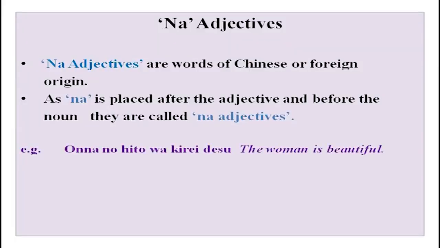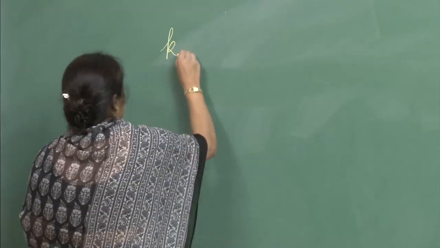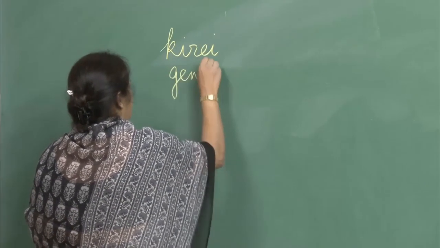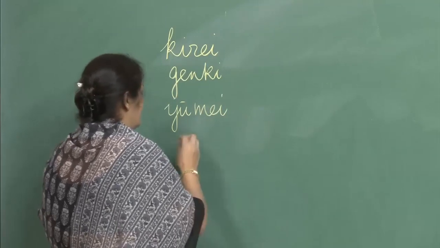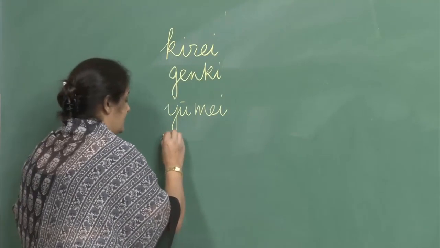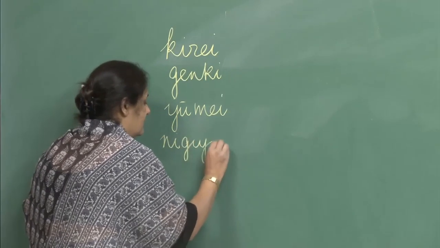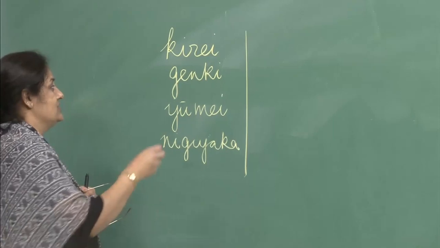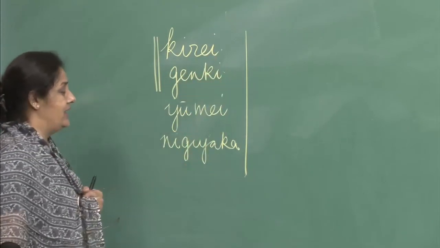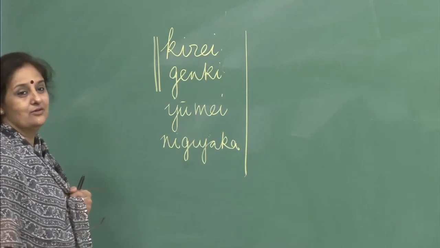Examples over here are onna no hito wa kirei desu. The woman is beautiful. Kirei na onna no hito desu. So now you can see that na is there. How and why na is used, we will discuss it over here. Na adjectives are kirei, genki, yume. We did one over here in the kaiwa, that was nigiyaka. So these are some na adjectives. Of course, you can say that they also have an I in the end. But these are exceptions and you have to remember them like that.